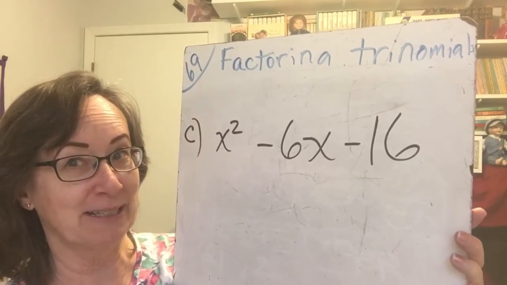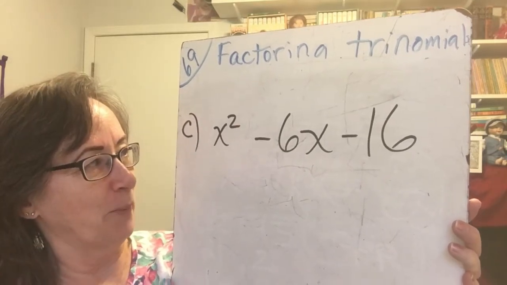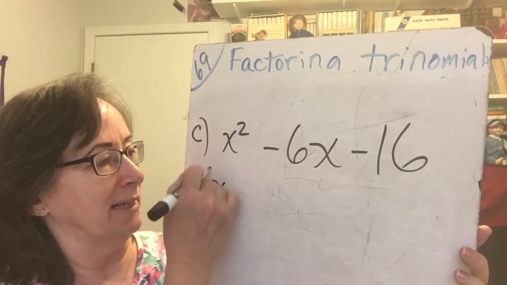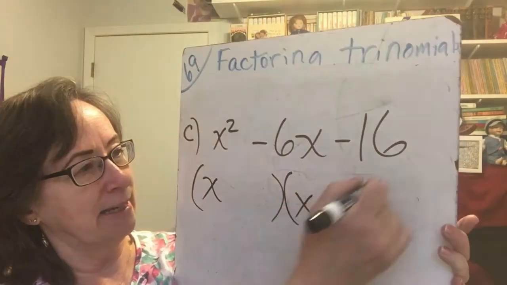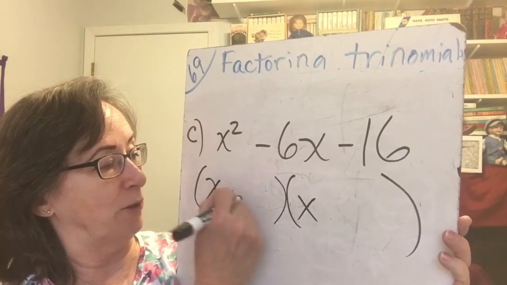Alrighty, this one you need to go pause your video and do by yourself to make sure that you know how to do it. So pause your video and then come back and see if you did it right. So we have x times x, and this is negative. That means we have opposite signs. So if you want to, you can put them in there.